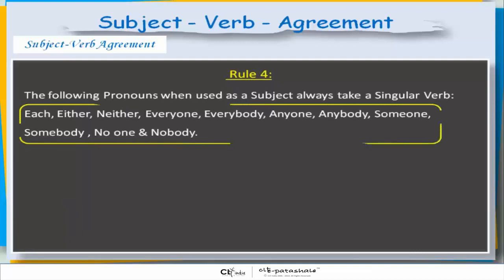Rule 4 says that the following pronouns, when used as a subject, always take a singular verb. For example, each, either, neither, everyone, everybody, anyone, anybody, someone, somebody, no one, and nobody.